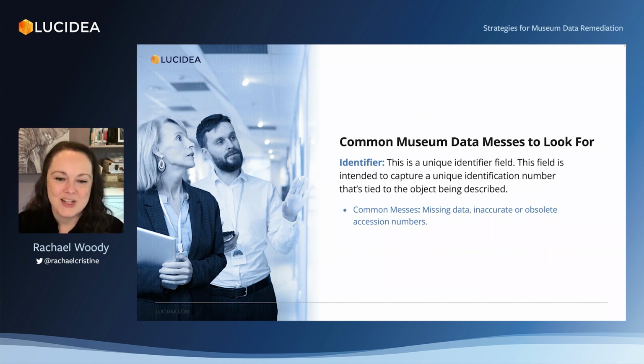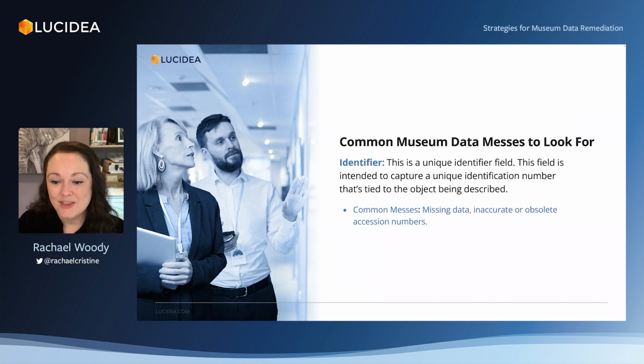So our first one is the identifier. The identifier field is essentially the field that captures a unique number or unique name that is going to identify that particular item. So you could also refer to it as your unique identification number. For many museums, this is usually something based on your accession record. So that's the identifier that we're talking about.